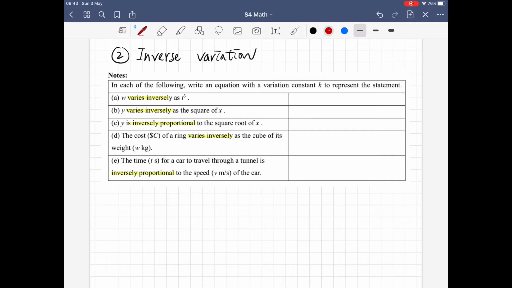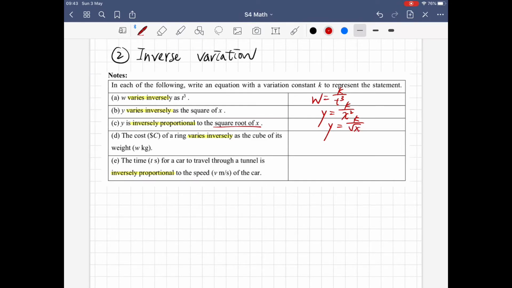Afterwards, we can set up the equation again. For inverse variation, the unknown will be put in the denominator, and the variation constant k we will put in the numerator. So for part A, w equals k over t to the power 3. And for part B, the square of x, so y equals k over x squared. Okay, and for part C, y equals k over the square root of x.